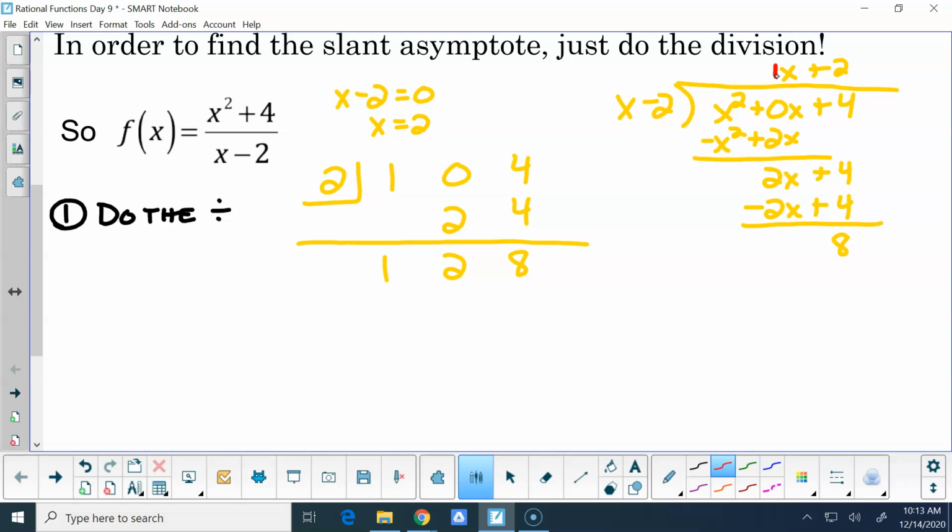Okay. The second thing that you're going to do to find the slant asymptote is you're going to drop the remainder.